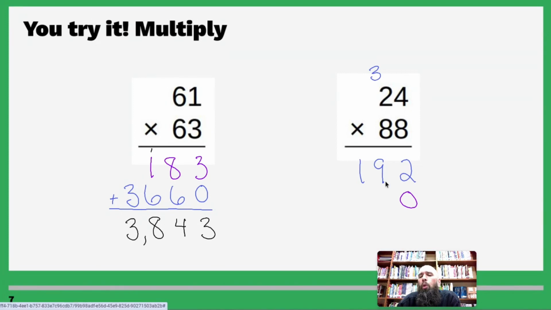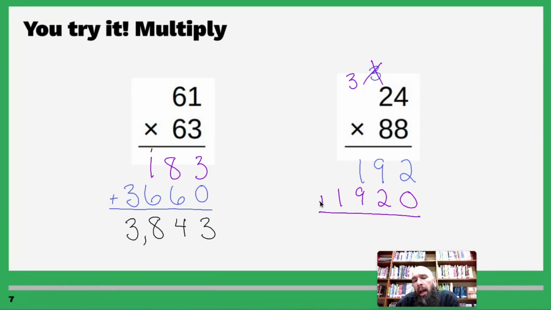8 times 4 is 32. There's that 3 there. We don't need it. Cross it out and write a 3. 8 times 2 is 16. 16 plus 3 is 19. Again, if you're like, same numbers again. Yep, because we use the same number twice. So we write that out. We add these numbers up.